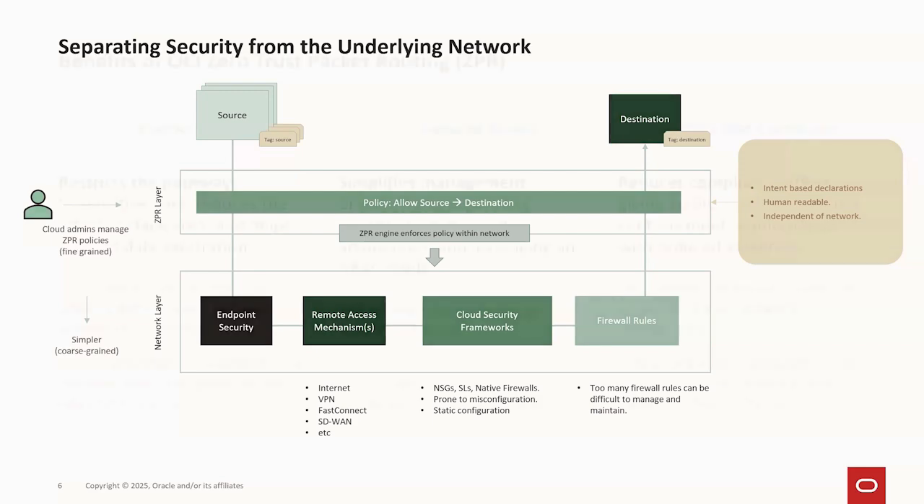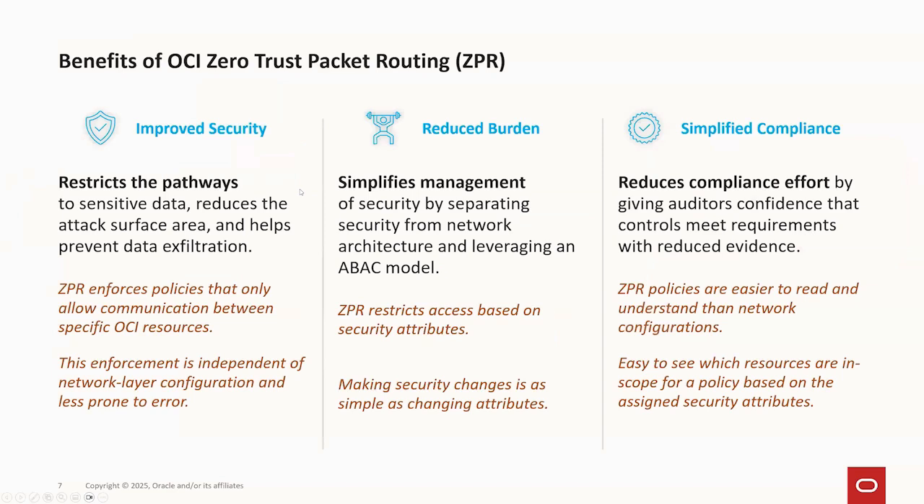So let's see in terms of benefits now. After understanding how Zipper is layered on top of the network layer, we can focus here and explain the benefits. In terms of improved security, we're focusing only on pathways and we're declaring those pathways explicitly. So Zipper is an enforcement layer that enforces declarative policies that explicitly declare the intent of the networking communication between those specific OCI resources. And the enforcement is independent of the network layer.